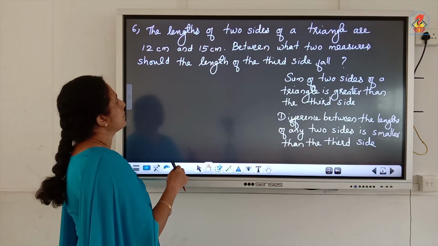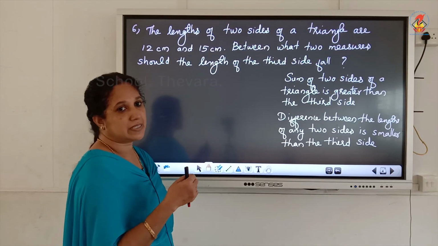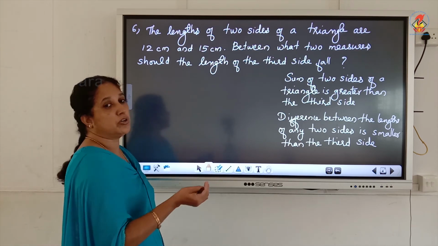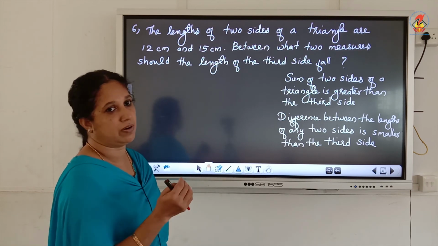Now next question, question number 6. The lengths of two sides of a triangle are 12 cm and 15 cm. Between what two measures should the length of the third side fall? The lengths of the two sides are given, 12 cm and 15 cm. So you want to find out the measure of the third side, not the exact measure, but between what two measures the length of the third side falls.